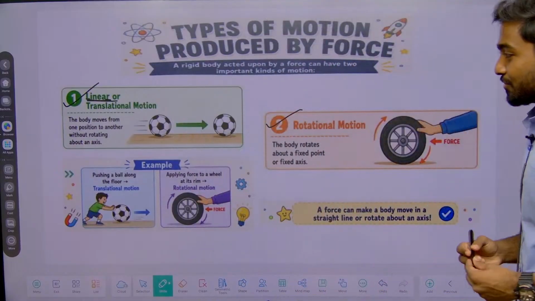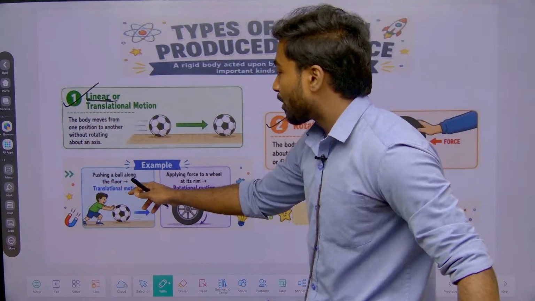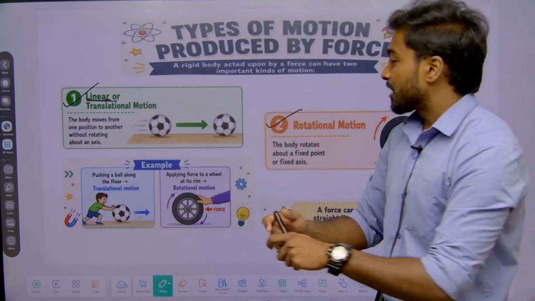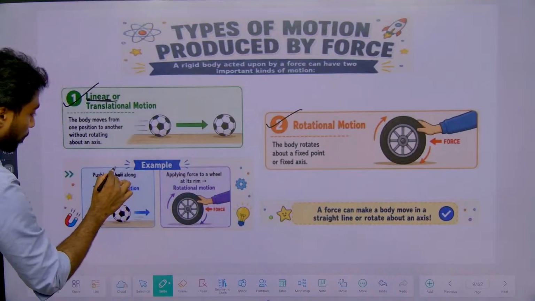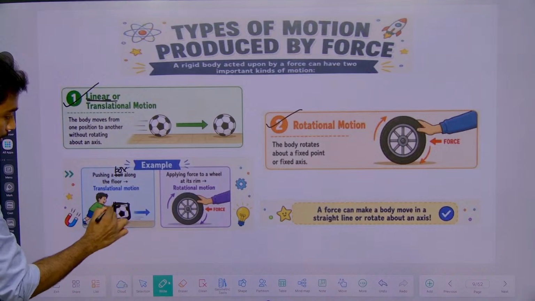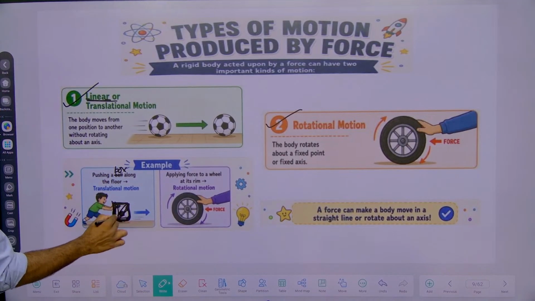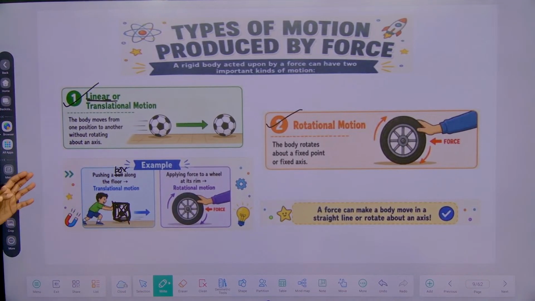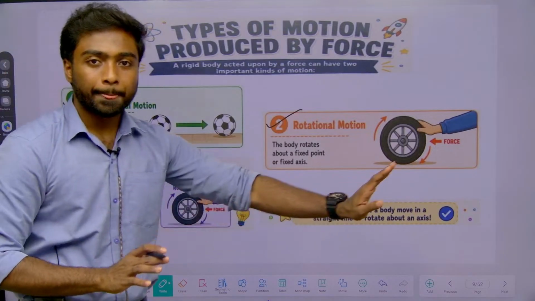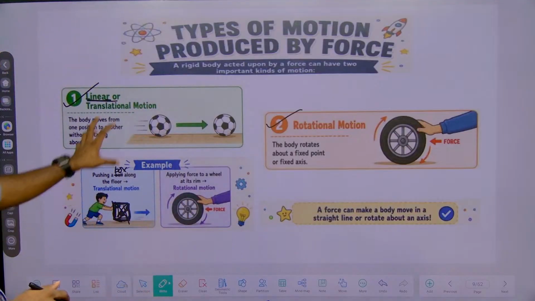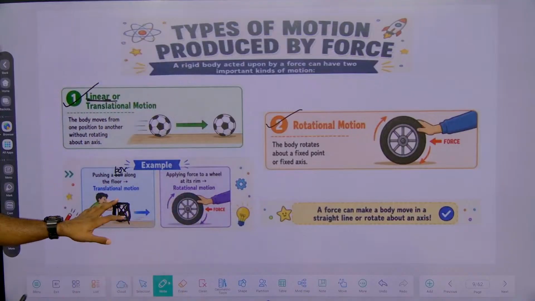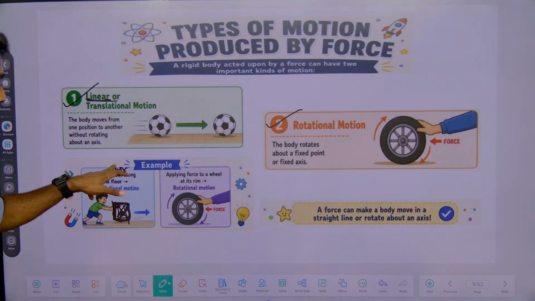If you see the examples, like pushing a ball along the floor, if you leave the ball, you can take a box. The best example is a box. You are pushing the box, and the box is moving, right? But when you talk about the ball, the ball rotates here. You can cancel the ball and make this a box.